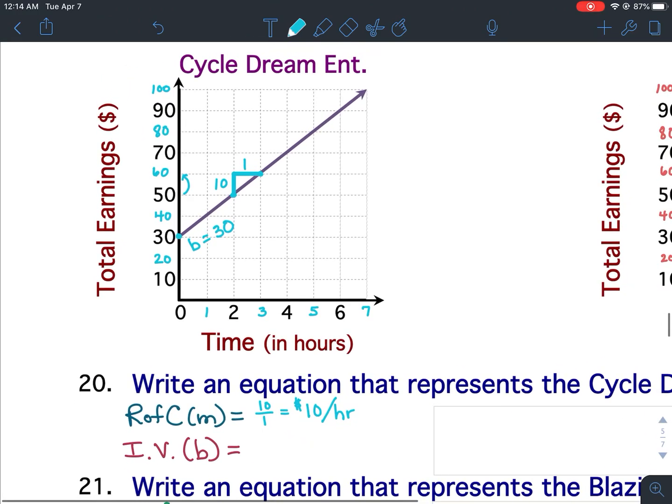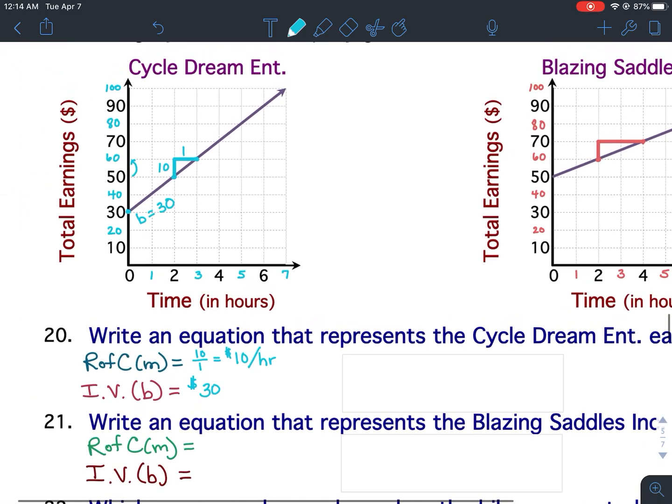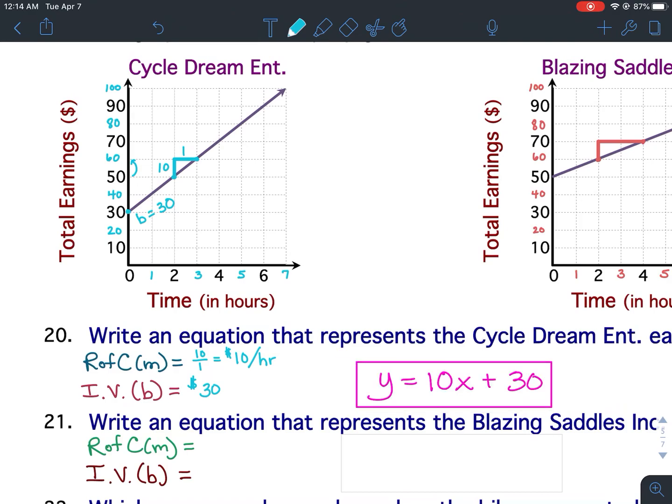So Cycle Dream charges $10 per hour to rent the bikes. Their initial value, that one-time fee, is your y-intercept, which is 30. So they charge $30 and then $10 per hour to rent their bikes. So the equation for Cycle Dream Enterprise is y equals 10x plus 30.